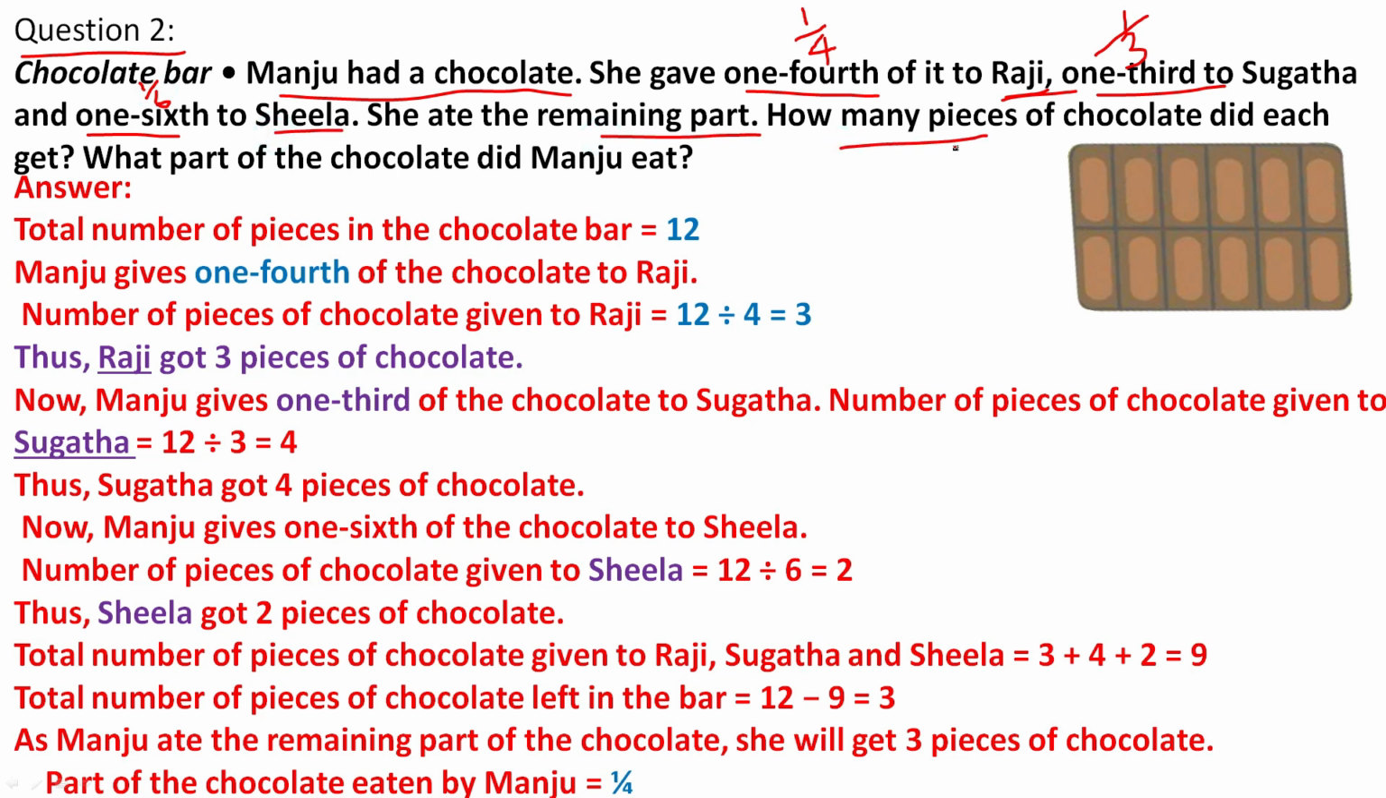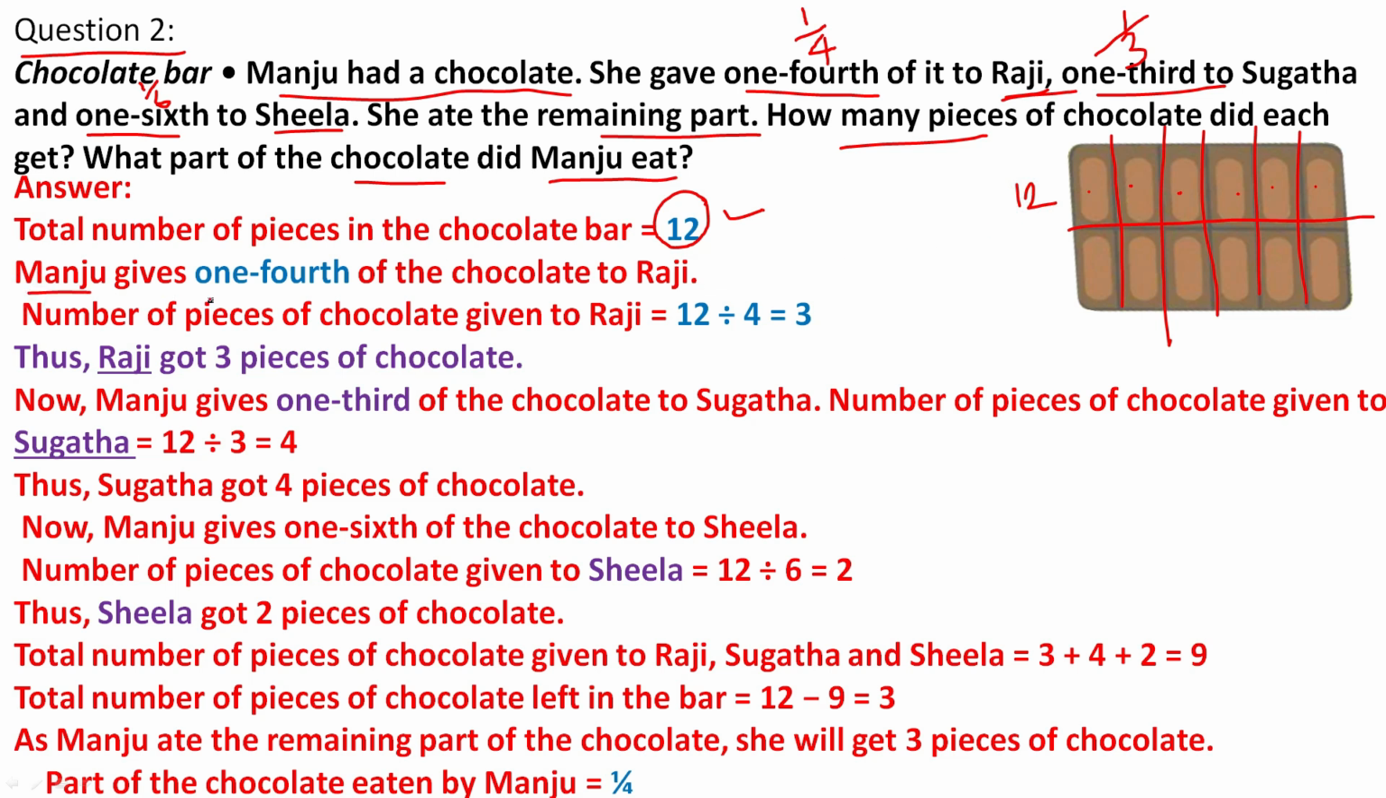How many pieces of chocolate did each get? What part of the chocolate did Manju eat? Now this is the chocolate bar. How many equal parts? 1, 2, 3, 4, 5. These 5 parts, again it is divided. So it is divided into 1, 2, 3, 4, 5, 6. 6 2s are 12 equal parts. So the number of pieces of the chocolate is 12. There are 12 equal parts here.